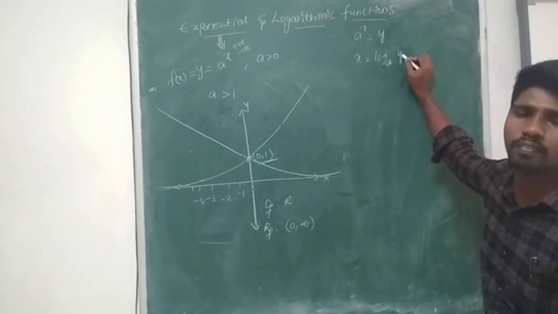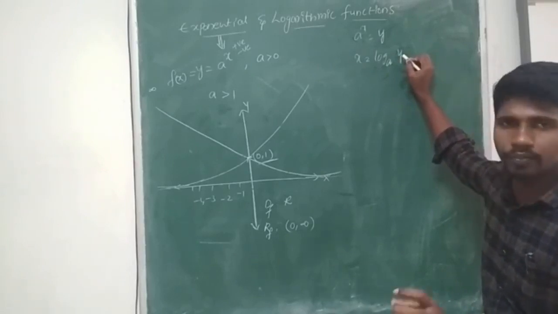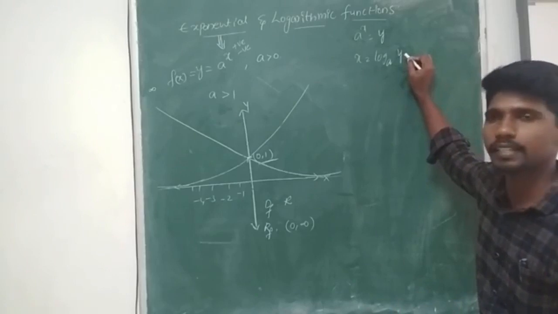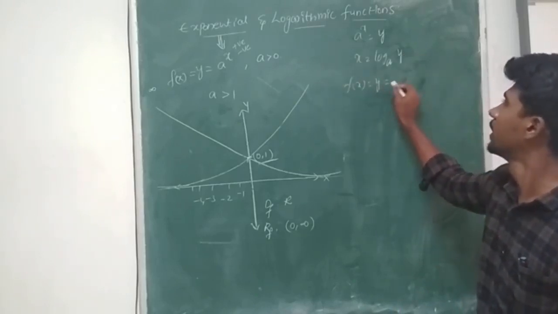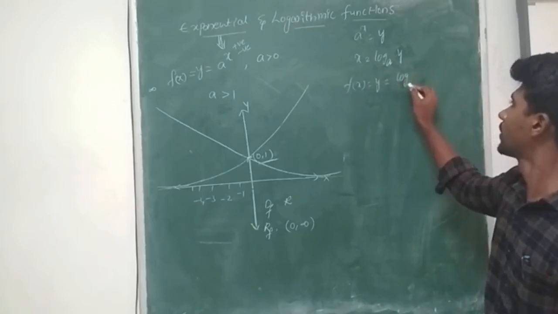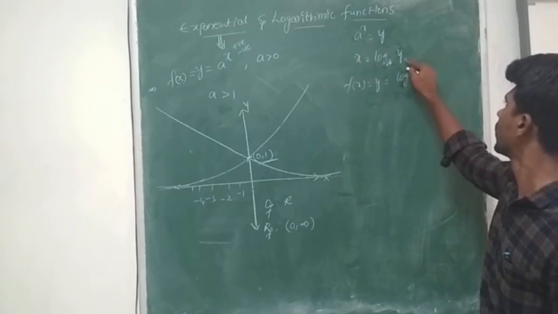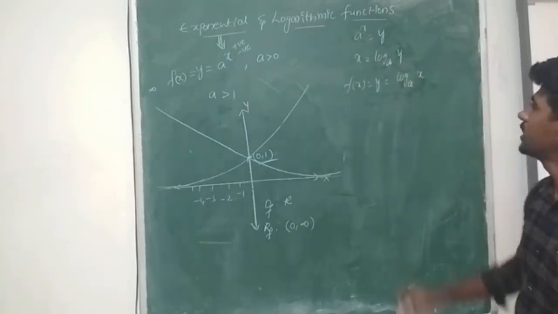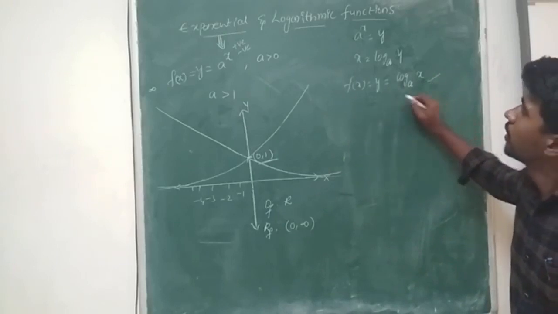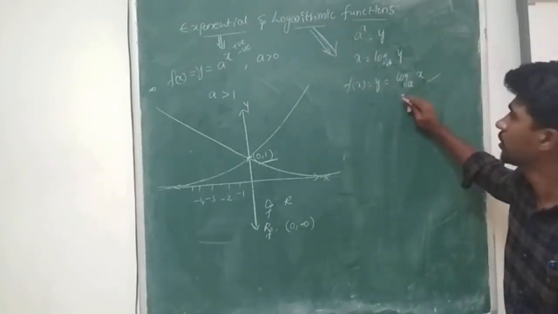We want to define the functions always in terms of x. So what we do, we interchange the values of x and y. So we get f of x, which is nothing but y, is equal to log x base a, y replaced by x. So these types of functions are called general logarithmic functions, right?